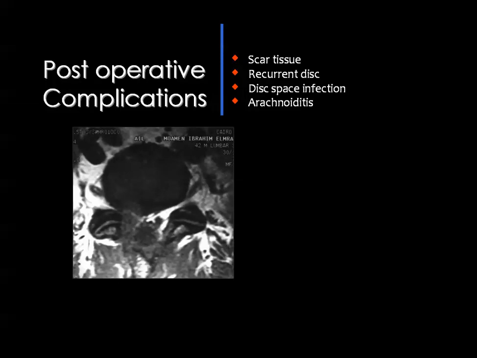Then what are the expected post-operative complications? Number one, post-operative scar tissue formation, recurrent disc herniation, disc space infection, and arachnoiditis. MRI is better than CT scan in evaluation of post-operative complications. So if anyone is going to have surgery on the spine, he should have a preoperative MRI in order to have a baseline for comparison after surgery.